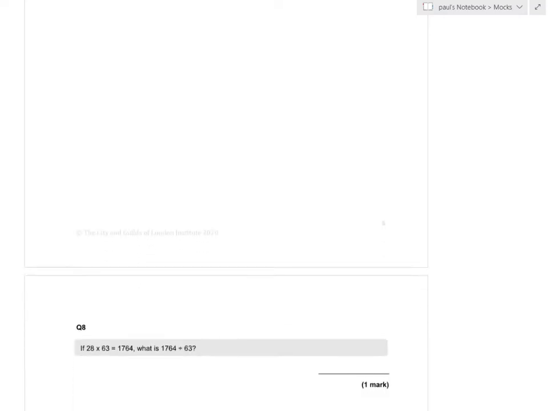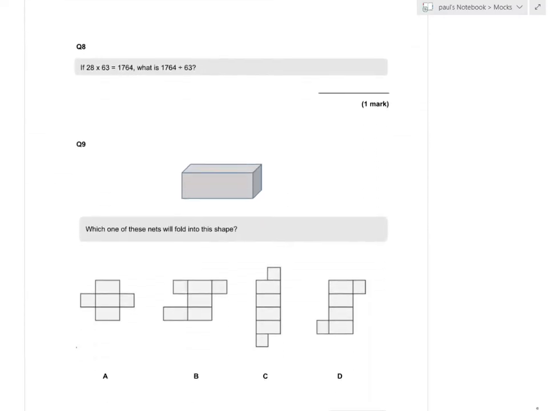There's a lot of gaps in this, isn't there? If 28 times 63 is that, what is that divided by that? So it must be this number here, 28.